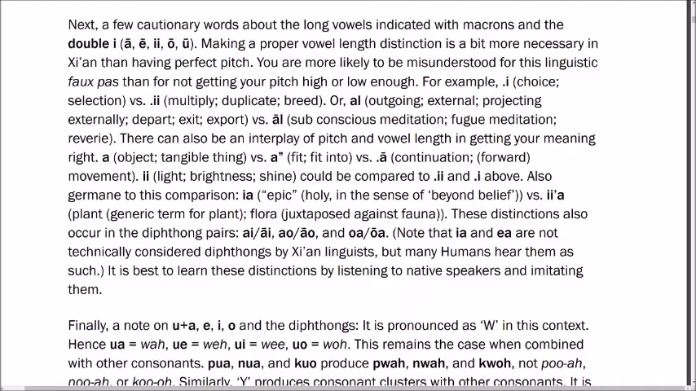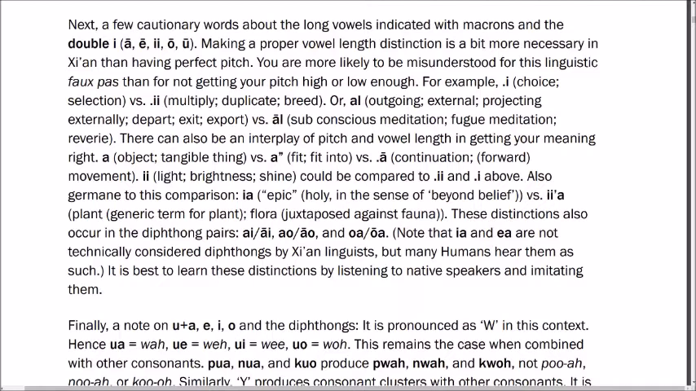There can also be an interplay of pitch and vowel length in getting your meaning right, a object, tangible thing, versus a fit into, versus a continuation, forward movement. E, light, brightness, shine, could be compared to E and I above. Also germane to this comparison, Ia, epic, holy, in the sense of beyond belief, versus Aya, plant, generic term for plant, flora, juxtaposed against fauna.